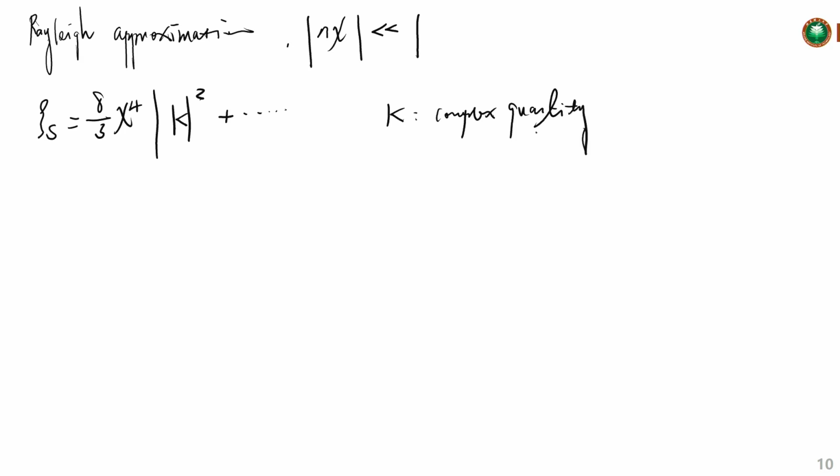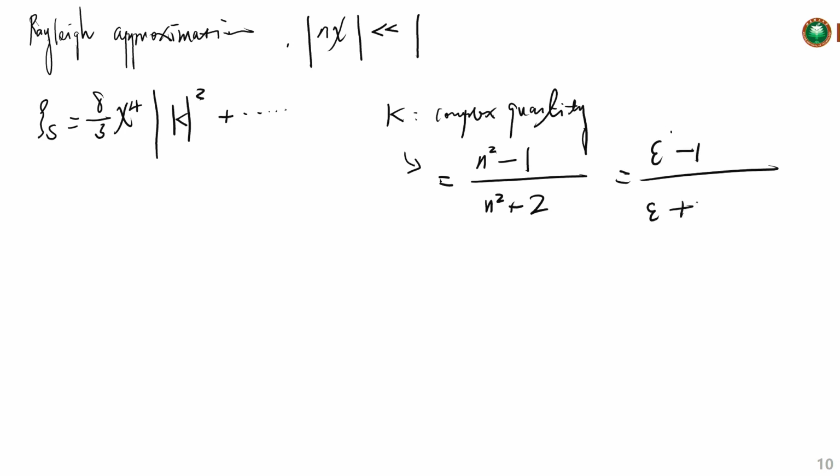So for the complex quantity, it is related to the refractive index, and also related to n squared equals (epsilon minus 1)/(epsilon plus 2). Because epsilon is a complex value, right? So this one is a complex quantity, and this is for the scattering.